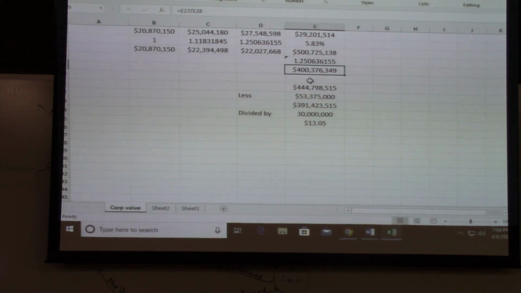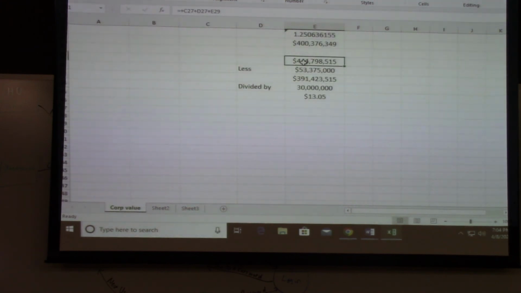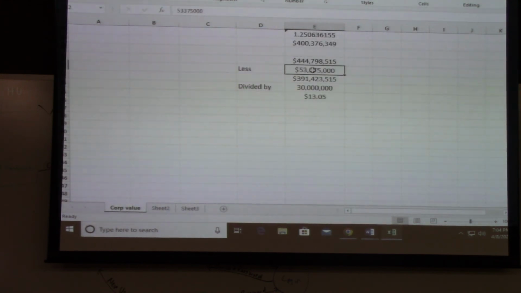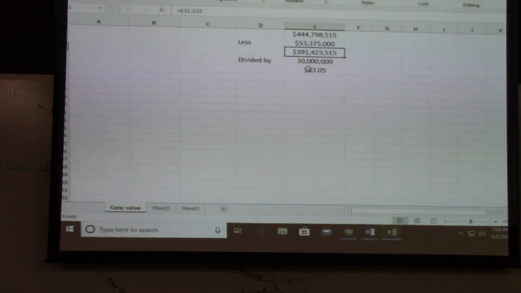So our three cash flows are 2 free cash flows and 1 terminal value. Add them up, and we get what's called the enterprise value of the firm, $445 million. You subtract out the long-term debt, and we get what is called the equity value of the firm. Divide that by 30 million shares, and we get a price per share.